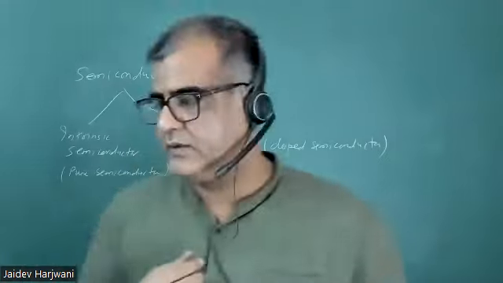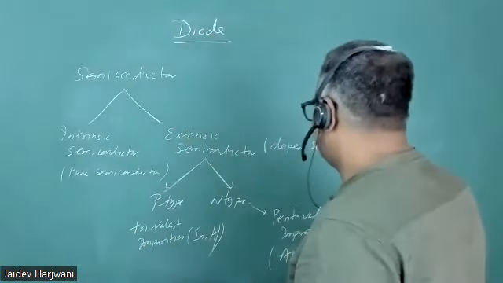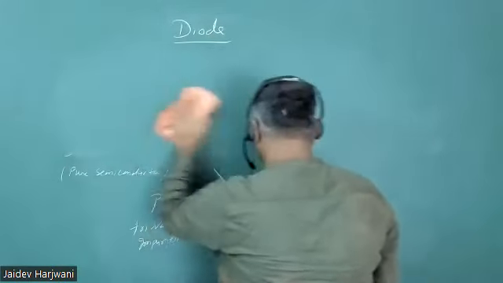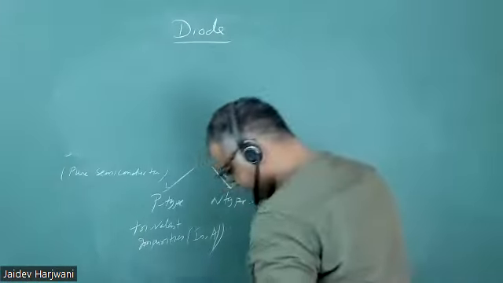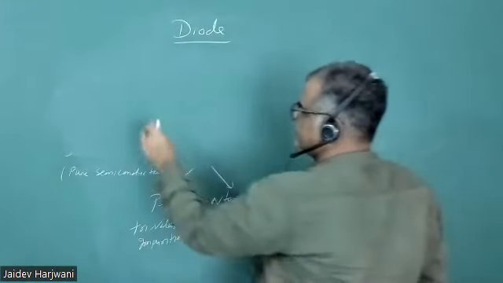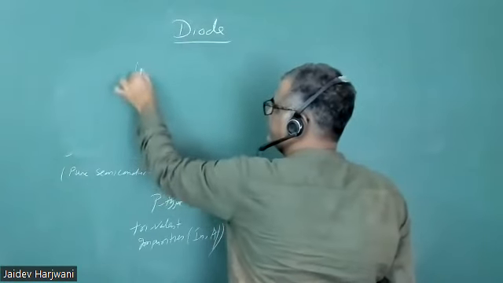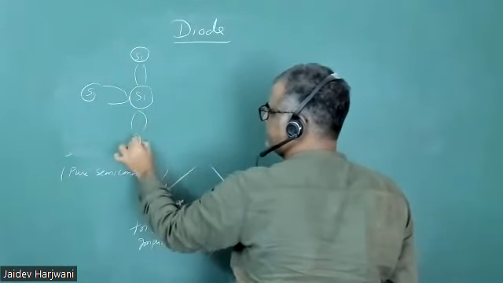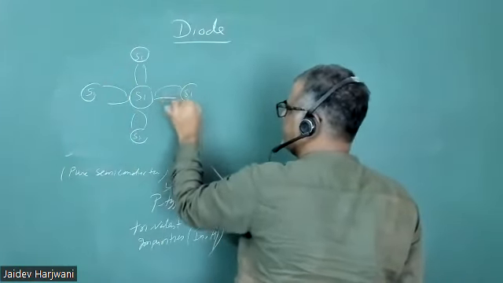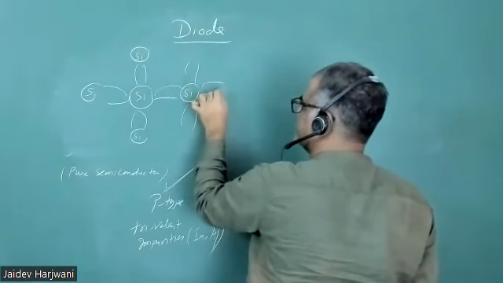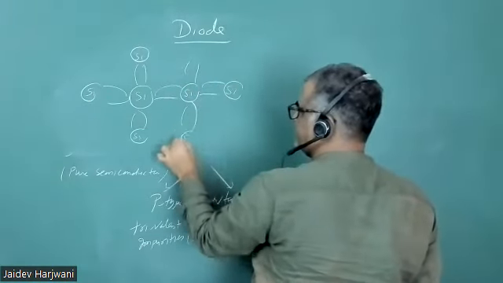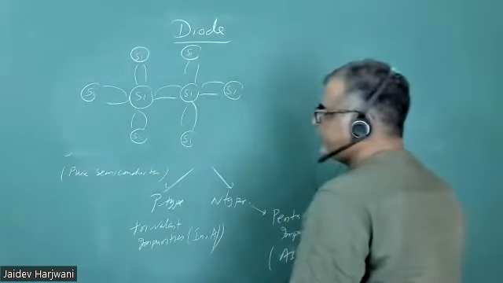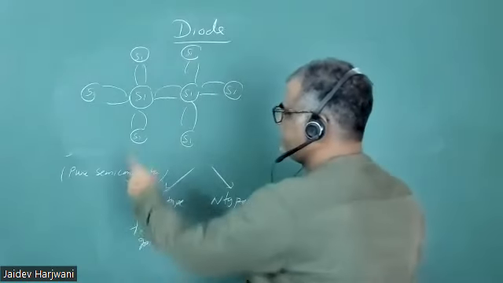So let me give you a brief introduction of how to represent p-type material and n-type material. Suppose I have silicon or germanium. We know silicon and germanium are all tetravalent. That means in the valence band you have 4 electrons, and these 4 electrons they share with the neighboring atoms.